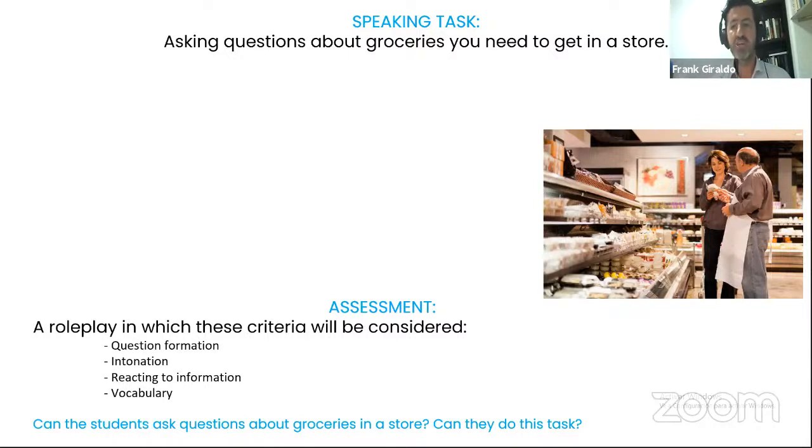So it's not vocabulary in isolation, but vocabulary to do a task. It's not question formation in isolation. Like, let's work on asking WH questions, but for what context? Asking questions about groceries. Okay, now we have context. Now the task makes much more sense for a student.